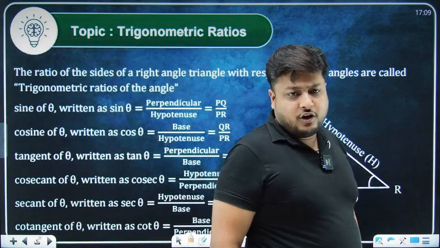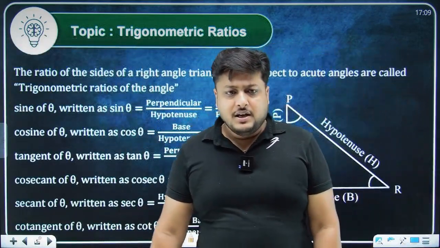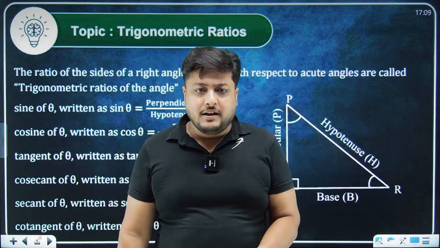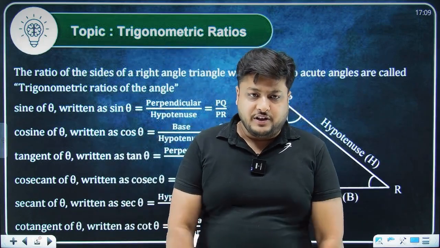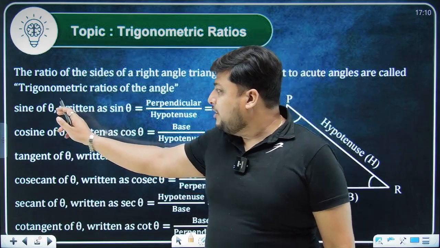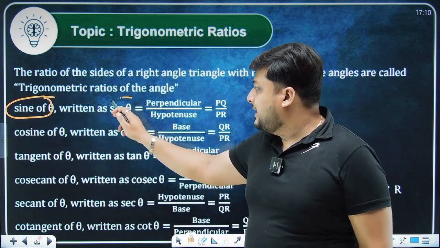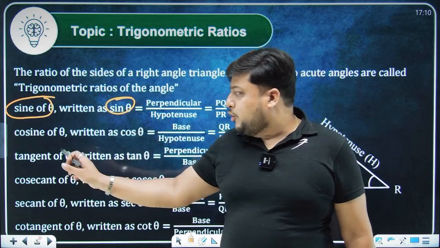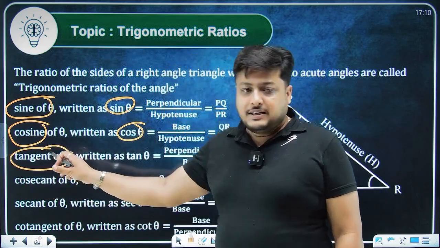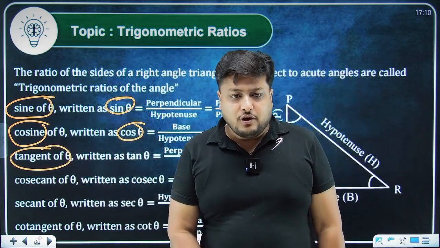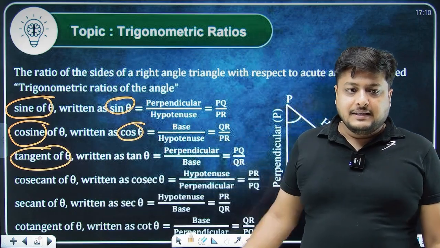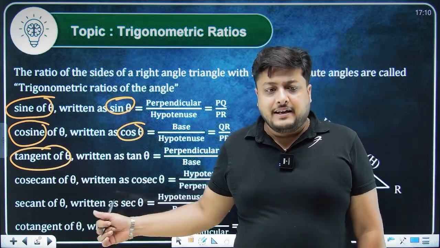Trigonometric ratios. This is one of the important topics of this chapter. Basically, the ratios of the sides of a right triangle with respect to the acute angles are called trigonometric ratios. So what are the ratios? Let's discuss here. Sine of theta is written as sin theta only. Cosine of theta is called cos theta. Tangent of theta is called tan theta. Cosecant of theta is written as cosec theta. Secant of theta is written as sec theta, and cotangent of theta is written as cot theta.